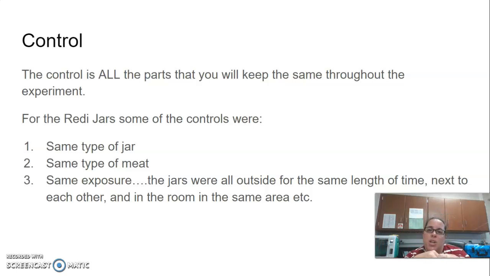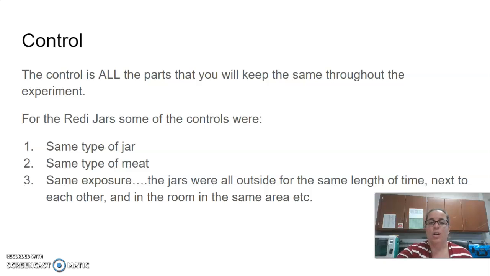So for us, when we're talking about our ready jars, we kept the same type of jar. In fact, we used the same type of jar for both Miss Anderson and for myself, so we could even then compare what happened in the two classrooms. We used the same type of meat in all of the jars, and in both labs. In fact, we went as far as it was meat that I brought from home. It was from the same package, bought at the same time, bought on the same day.